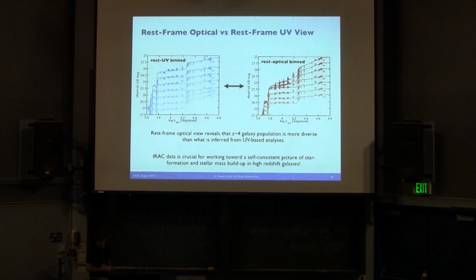The important part here is that if you bin the SEDs of galaxies in rest frame UV, it seems like these SEDs are all self-similar. They all look exactly the same. If you have a rest frame optical view and you bin these SEDs in rest frame optical, you see that at high masses the galaxies are much redder, much more dust extinguished, and so on. So rest frame optical is going to be a very important ingredient for a self-consistent picture of mass and star formation rate buildup at these high redshifts.